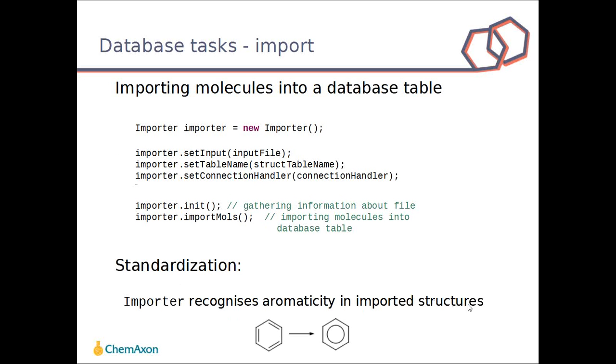And as stated, the predefined standardization configuration that's attached to the given table will be applied on the imported structures. If upon table creation no standardization configuration is specified, as default, ChemAxon's general aromatization will be performed on every structure.